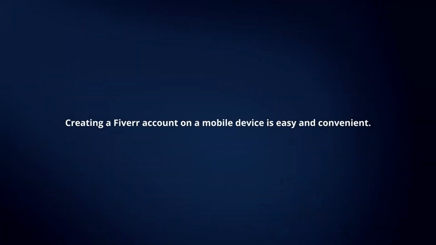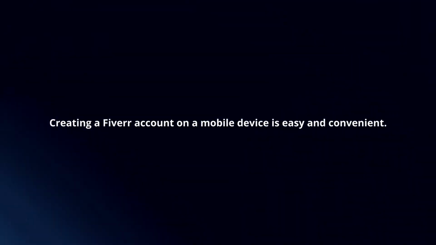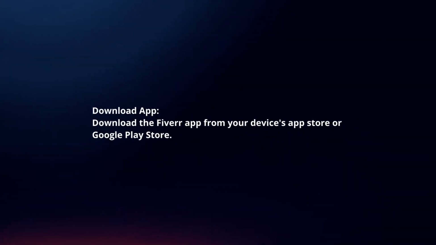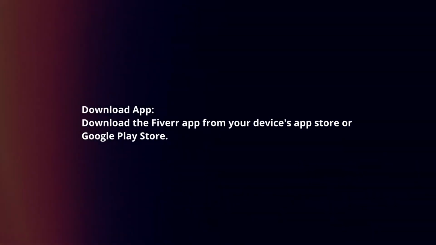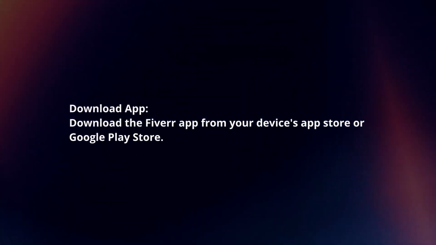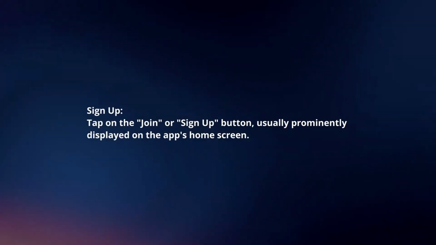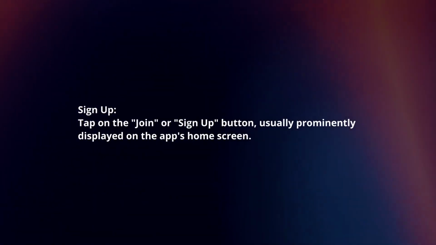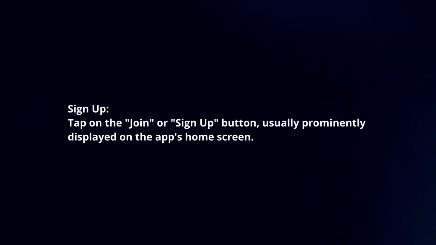Creating a Fiverr account on a mobile device is easy and convenient. Follow these steps. Download app. Download the Fiverr app from your device's App Store or Google Play Store. Sign up. Tap on the Join or Sign Up button, usually prominently displayed on the app's home screen.